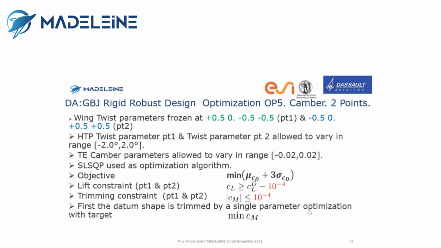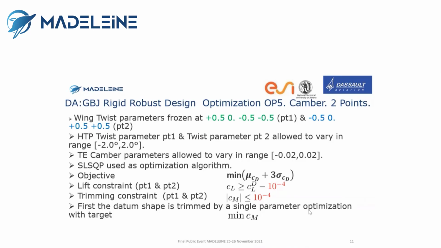The first point deals with a twist angle distribution on the wing, dealing with a worst case with loads. We have 2 points. One is with higher loads on the inner wing and lower loads on the outer wing, and for the second point, it's the opposite. This kind of robust optimization deals with a worst case approach.